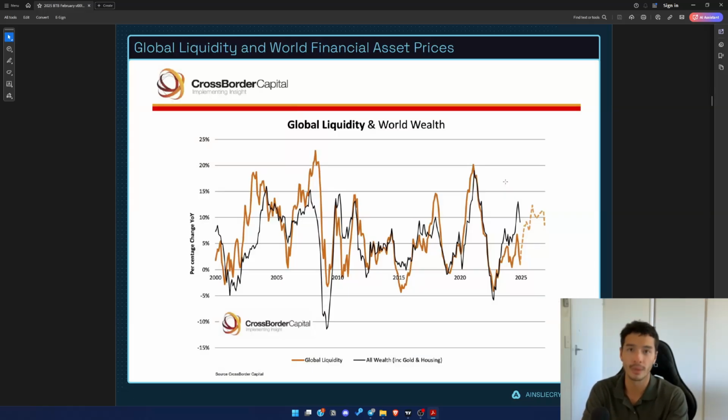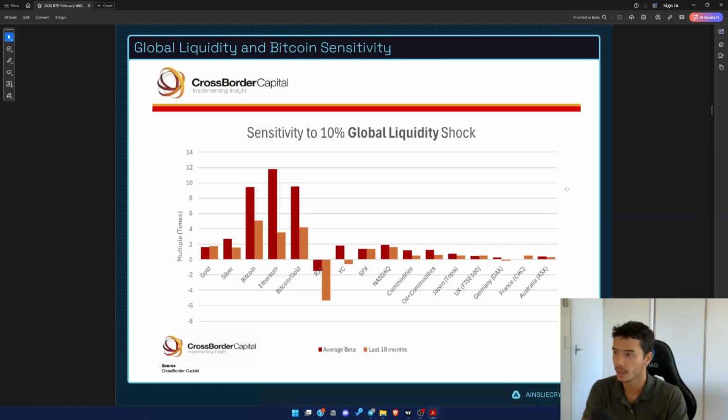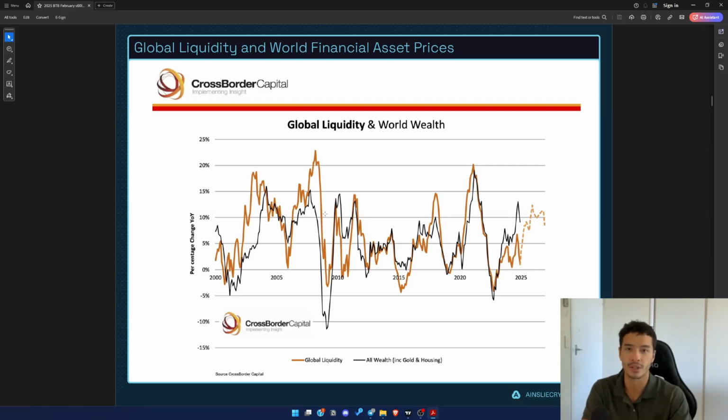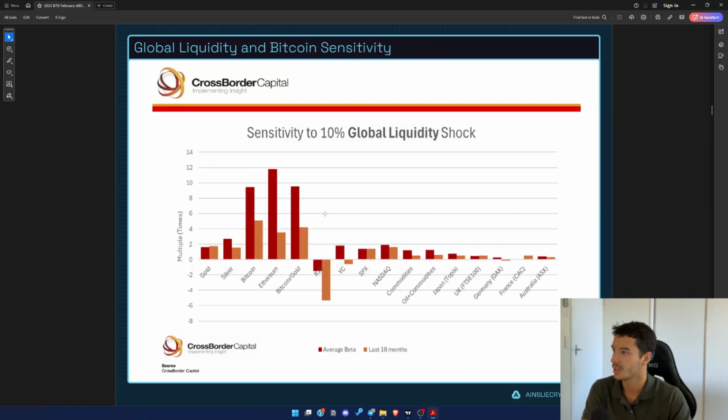Global liquidity is one of the metrics that we look at, which is a key metric that essentially shows how much money is in the system, and that money then correlates to world wealth and asset prices. And you can see that with the gold and housing as your basis here, which is the black line. You can see the correlation rate's just too strong to ignore. So on sensitivity to global liquidity, you can see the highest one is crypto.